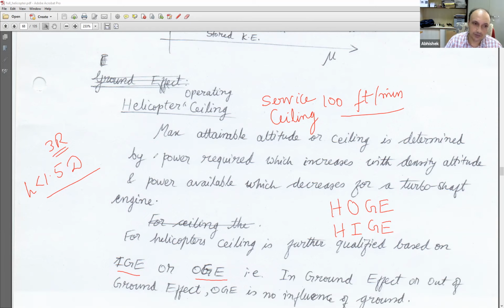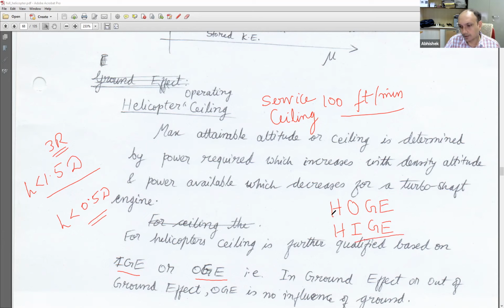And if you're even closer, say at only 0.5 D or some such small number, you will see strong ground effect. You will see that your power requirements actually come down and you will be able to hover. So when a helicopter takes off, it can very easily keep hovering near the ground without consuming much power. That is called hover in ground effect.